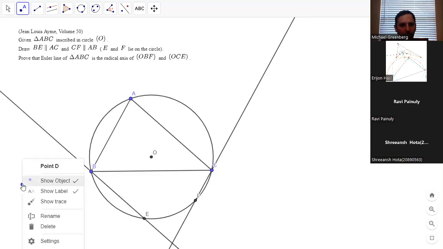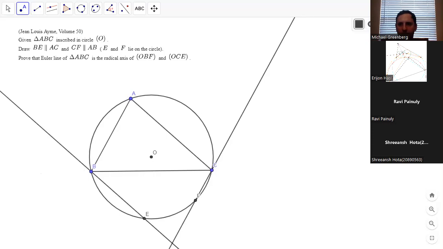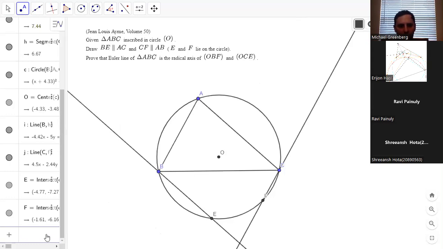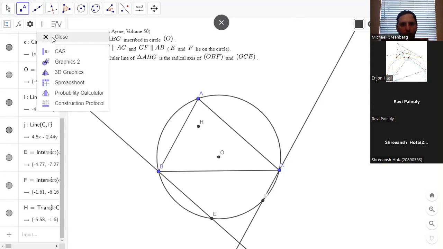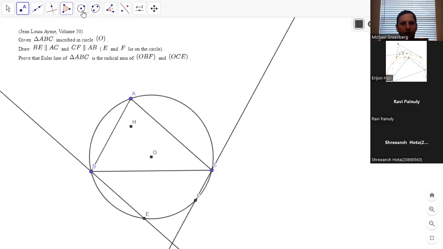And we want to show the Euler line of ABC. So let's draw the orthocenter, say H. There's the orthocenter. We want to show it is the radical axis of OBF and OCE.